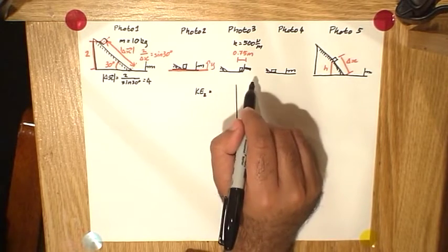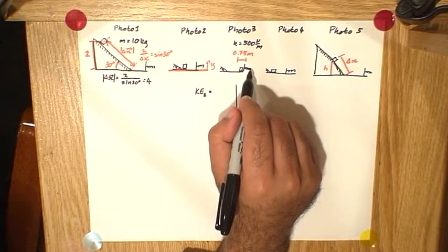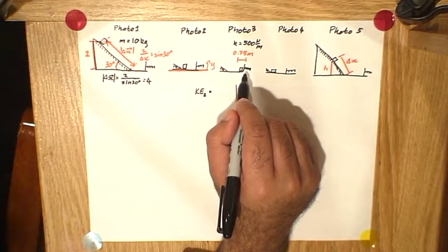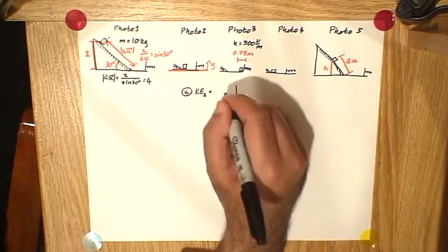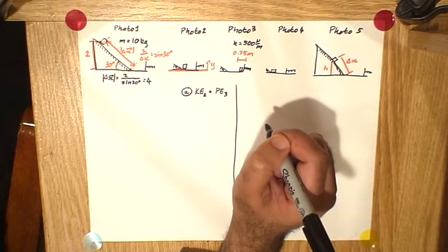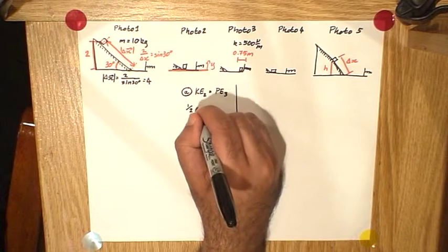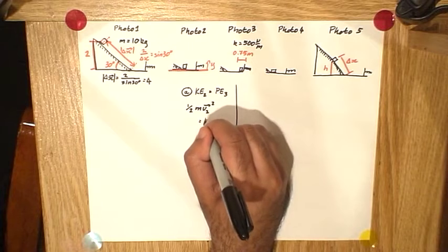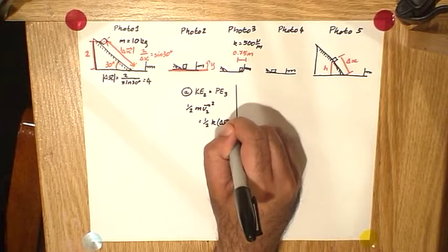What about in photo 3? Well, over here, this object has compressed the spring. So there is spring potential energy, but now it has stopped moving, so there's no kinetic energy left over. So that means that for part A, which is between photo 2 and photo 3, kinetic energy in 2 equals potential energy in 3. Cool. Let's start expanding this out. Kinetic energy in 2 is 1/2 mass times velocity in photo 2 squared. And that's going to be equal to 1/2 times k times delta x, the compression of the spring, squared.